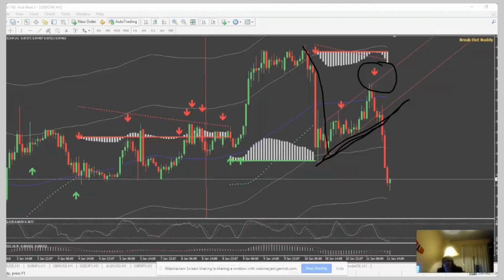Here's our downtrend cloud saying this was a strong downtrend. And here are the red dots showing the strength right there. And sure enough, you would be able to do a sell right in here.